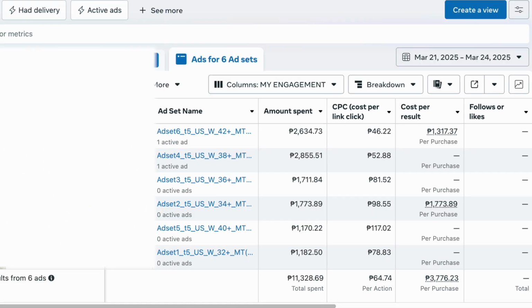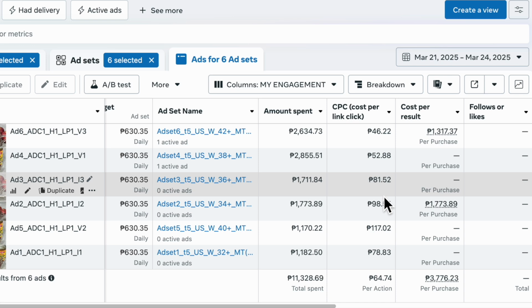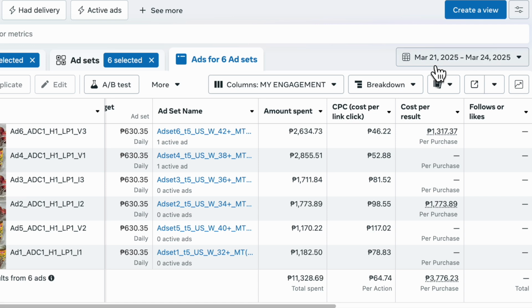Let me just pull this out. So this one is my campaign for this week. As you can see here, this one is March 21. I started this campaign just 3 days ago, so this campaign is just running 4 days. I have set up 6 ad sets. This is how I name my campaigns, so it's very easy for me if I want to filter them.